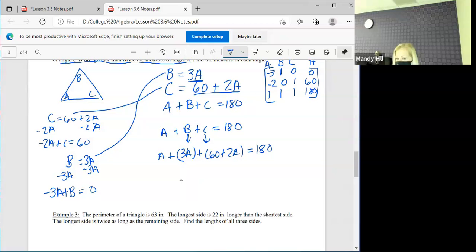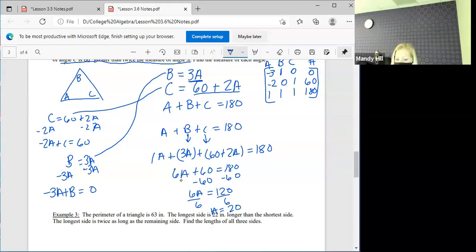But the reason that this was an easier one, and I knew in my mind that it was going to be easy, is because all of the variables were in terms of A. So now I've got, this would be 1A and 3A, that's 4A, 5A, 6A. So 6A plus 60 equals 180. Subtract 60, and I would get 6A is equal to 120. Divide by 6. And so A is equal to 20.